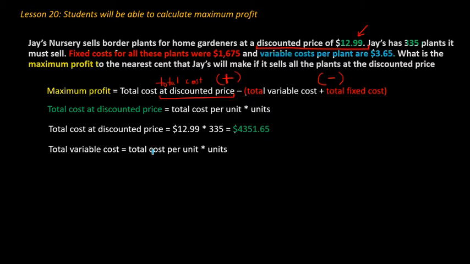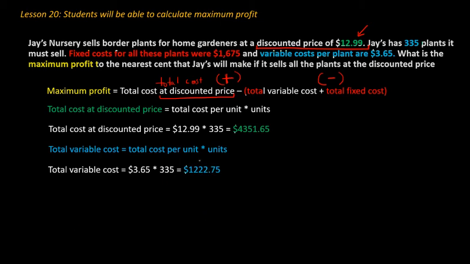So that means every plant has variable costs attached to it. He's paying 365 per plant. Every one of those 335 plants has an additional cost of 365 each for him. Those are his variable costs. So we have to multiply 365 times 335, and this gives us his total variable costs.